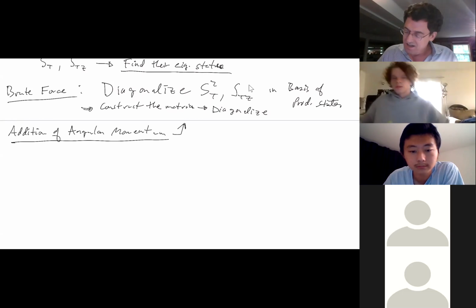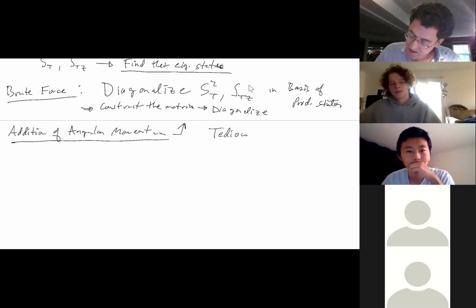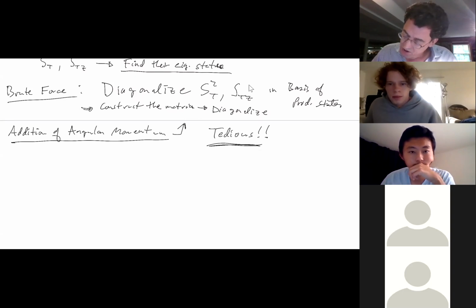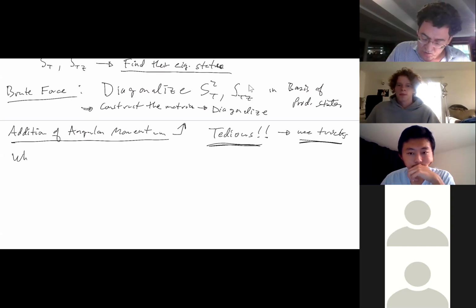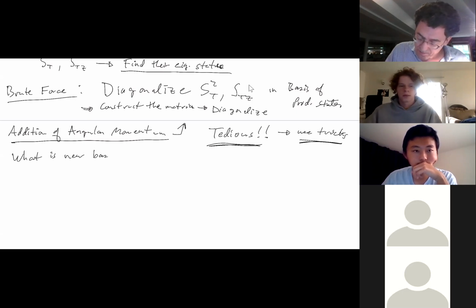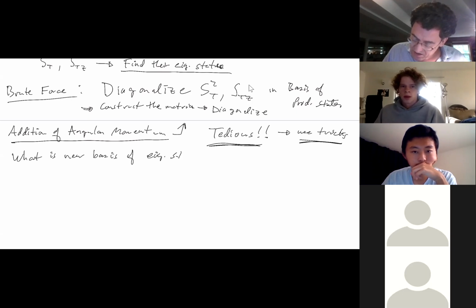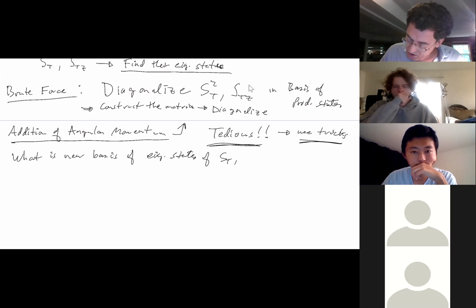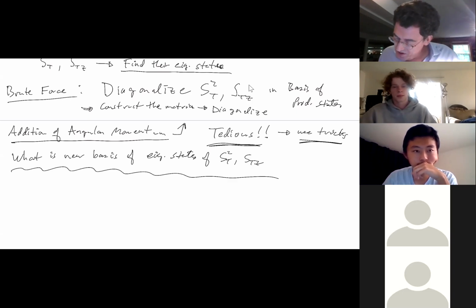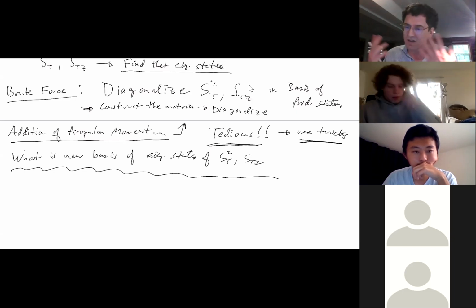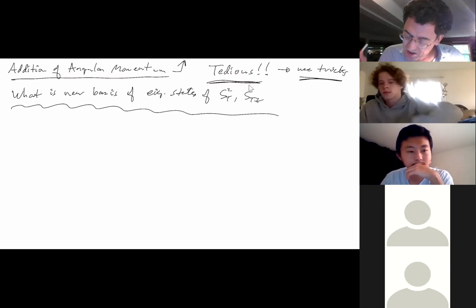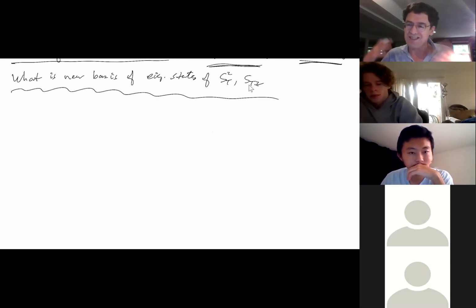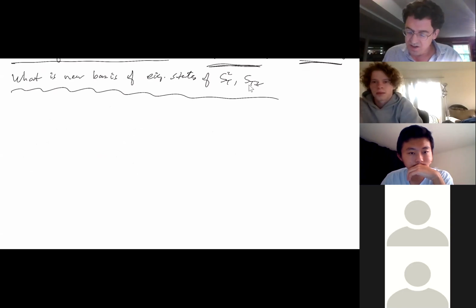But we don't want to do that. It's very tedious. Nobody wants to do it. So we'll sort of use tricks. We want to understand the new basis. So the question is, what is the new basis of eigenstates of S total squared and S total Z? We want to know what those eigenstates are, but we don't want to go through all the trouble of calculating them all. So we want to figure out what we can learn about those eigenstates by just being sort of clever. We're sort of cheating a little bit, but we have to, because otherwise it's just too complicated and too tedious.